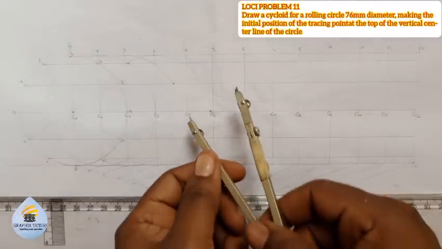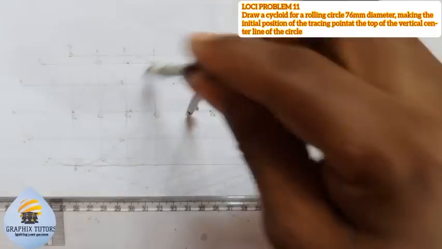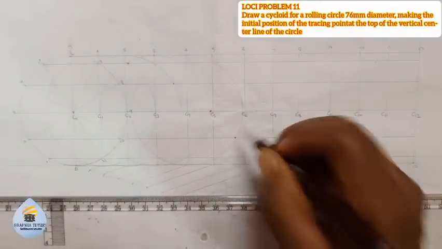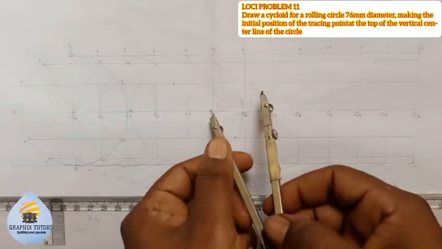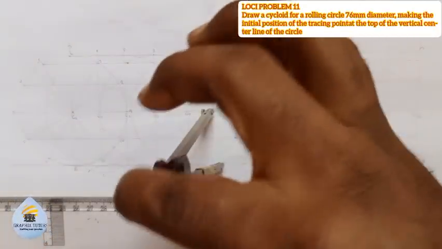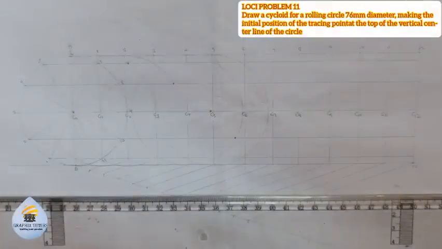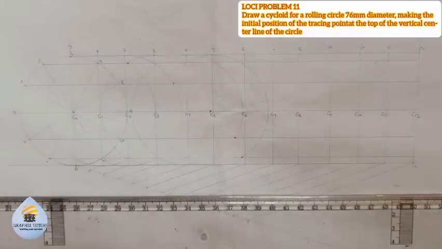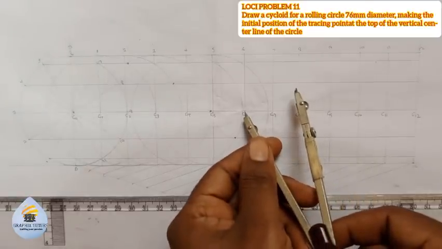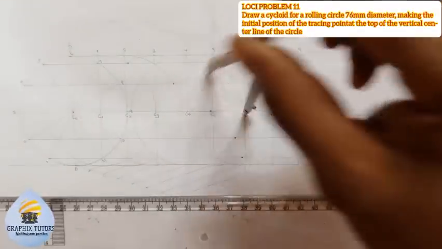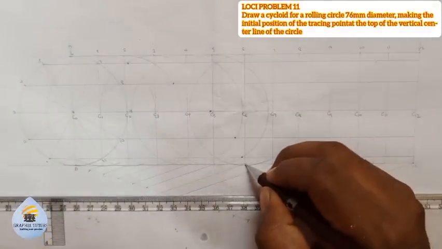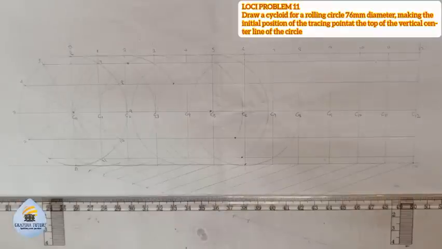Then the next one is center four, where my circle touches the next line. What's the next line? This is the next line here, right? I move again to center five, where my circle five touches the next line. What is the next line? This is the next line here for circle five. Then where my circle six touches the next line, it will be touching at this point here. This is the sixth line here, right?